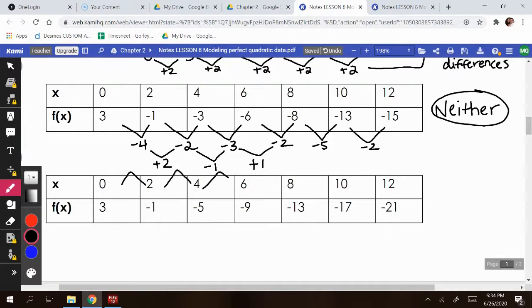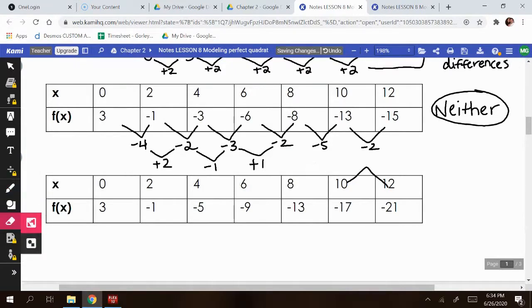All right, last but not least, again, make sure we have equally spaced x inputs. +2, +2, +2, +2, +2, and +2. That looks good. They are all equally spaced for the x values. So now let's analyze the y outputs.